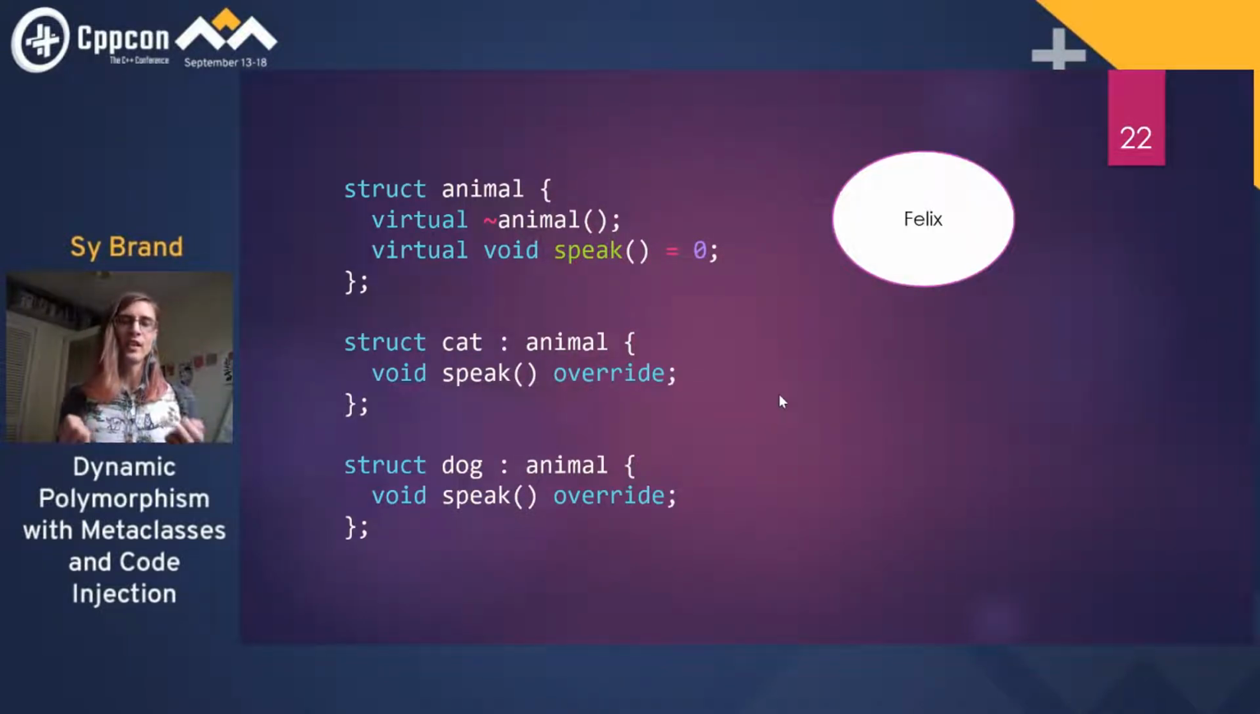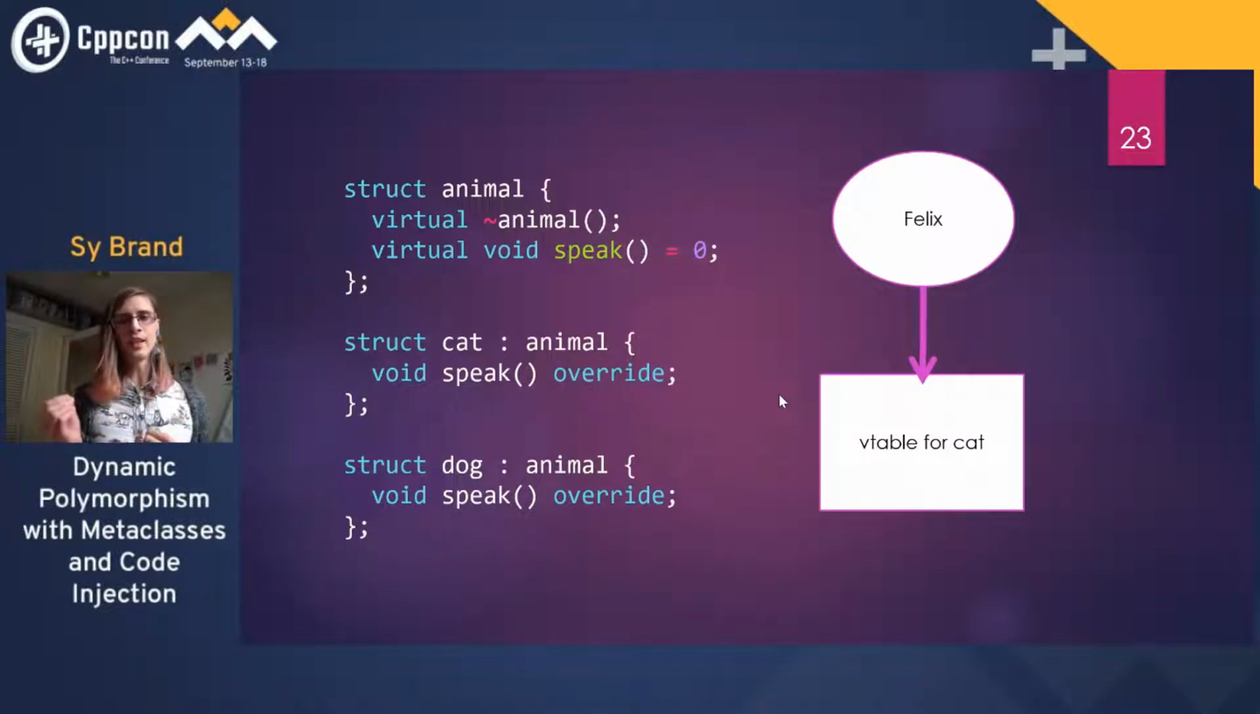Now, how this is implemented under the covers is that if I have a Felix object, which is a cat, then this is going to have a pointer to a vtable, a virtual table. This virtual table essentially tells us how to call virtual functions in a polymorphic object. So this vtable will in turn have a pointer to the speak function for cat. So there's a couple of indirections we're going through when we call speak. We first have to grab the vtable, then we have to read through the vtable to get the speak function. That can be a performance bottleneck.